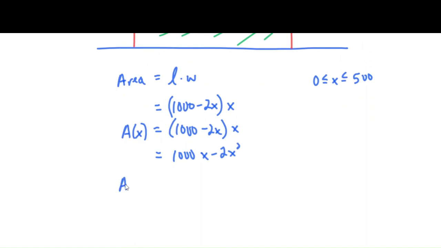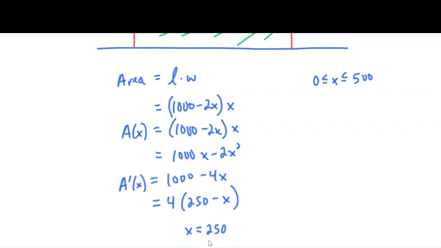Well, we need to find the critical numbers. What is A prime of x? Well, A prime of x is going to be 1,000 minus 4x. And then if we factor out a 4, we can write that as 4 times 250 minus x. So what are the critical numbers? What value for x makes this be 0? Well, either looking at this expression or this expression, I think you can see that it's x equals 250 that is going to be our critical number.